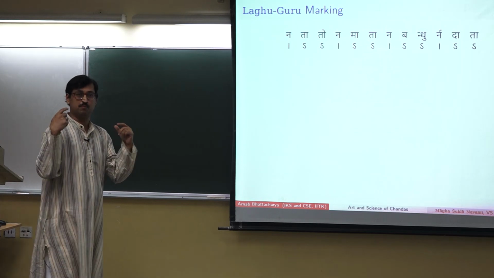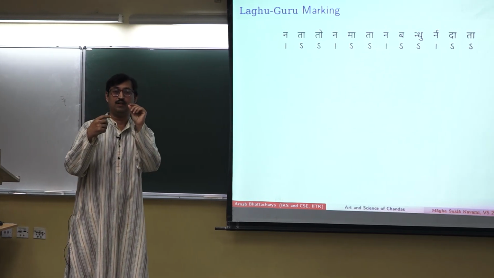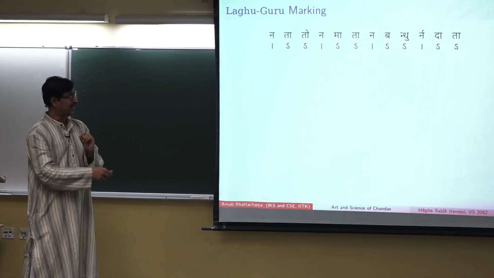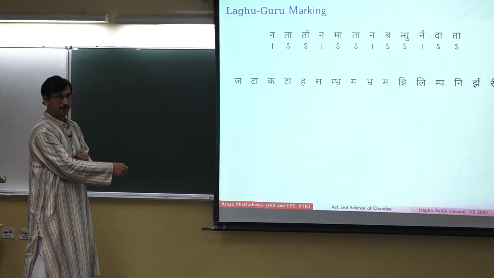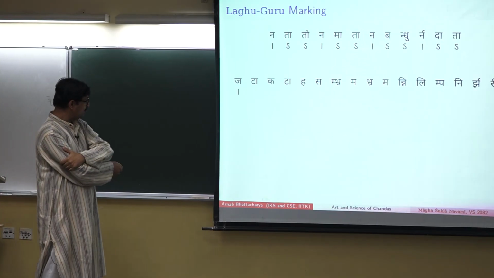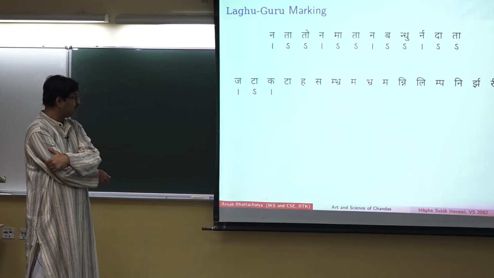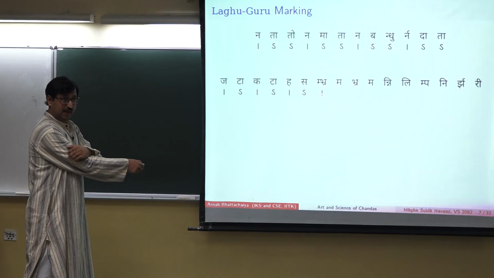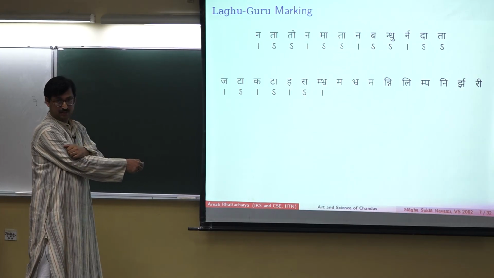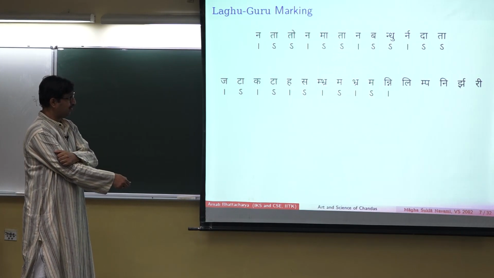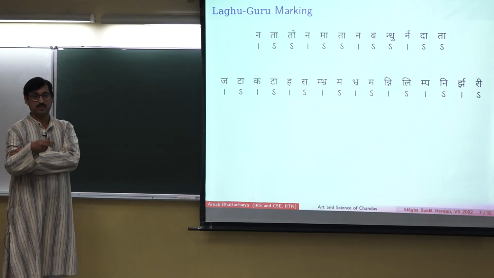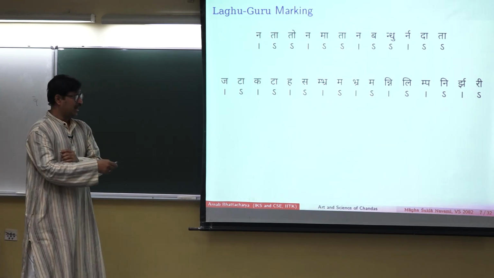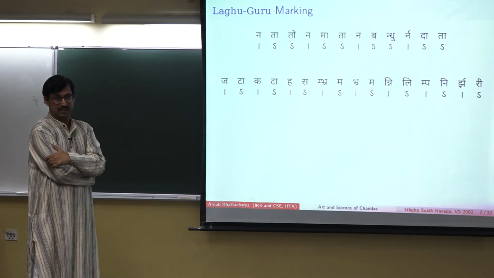Now try pronouncing it in your mind. Na tato, na mata. So this is the science, this is the art of this. Right? Here, start with Laghu, then Guru, Laghu, Guru, Laghu, Guru, Laghu. This is Laghu. Why? This is by itself a conjunct, but it's okay. It ends with Guru, Laghu, Guru. So Jata, Kata, Hasam, this is up, down, right? So this is what Chanda is.